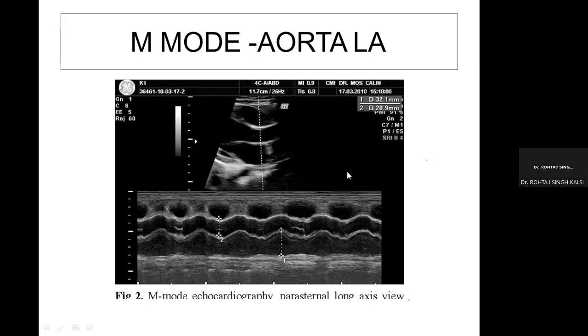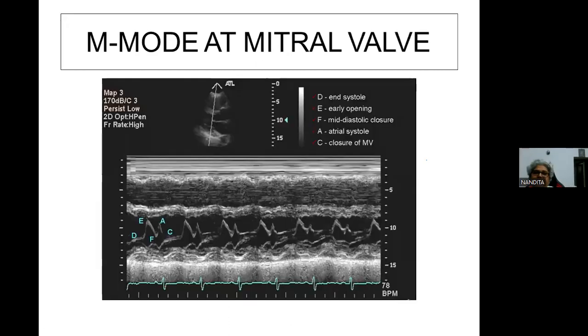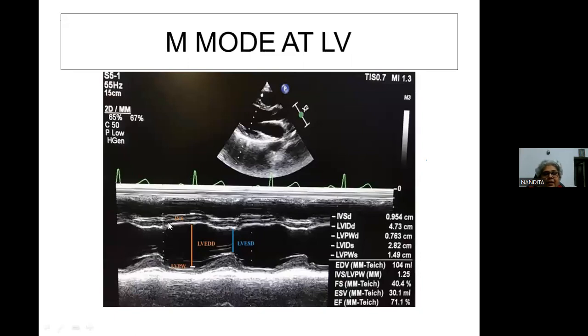When we cut through the LV in M mode, in reference to the LV, it's the same thing. This line has a leading edge, and this line also has a leading edge. So it is leading edge to leading edge: the leading edge of the septum in diastole to the leading edge of the posterior wall. Same concept everywhere, nothing different just because it's the LV. Why is this important? Because a 1 millimeter difference comes, and then a lot of difference will come in the calculations.